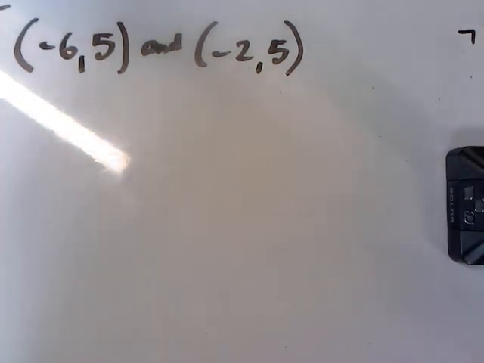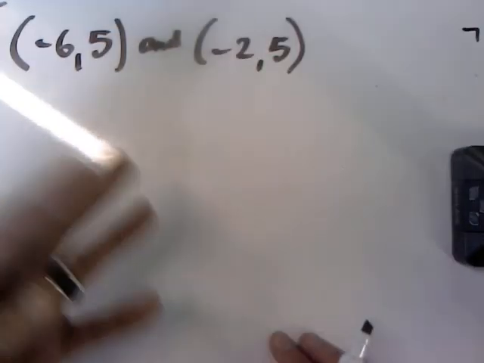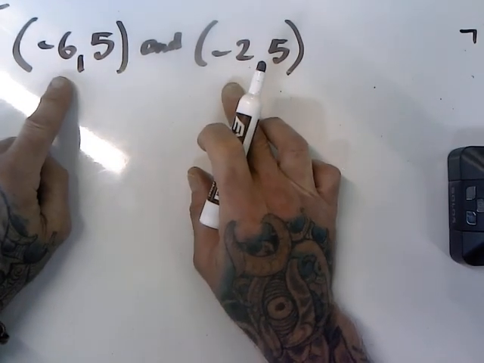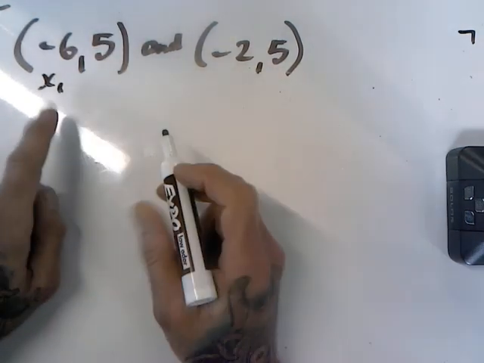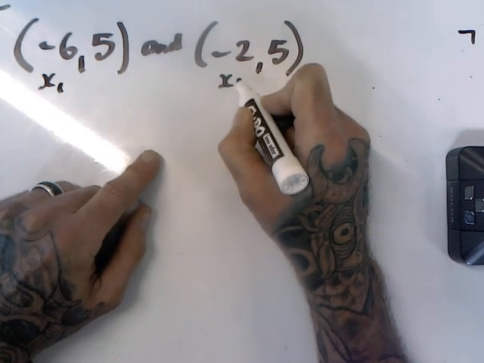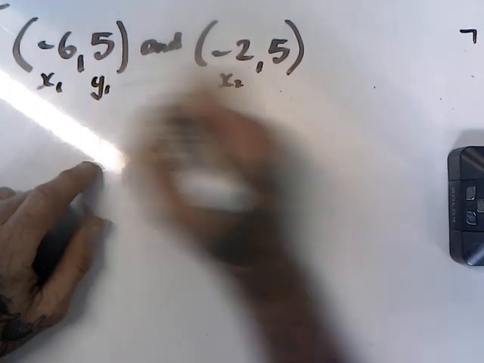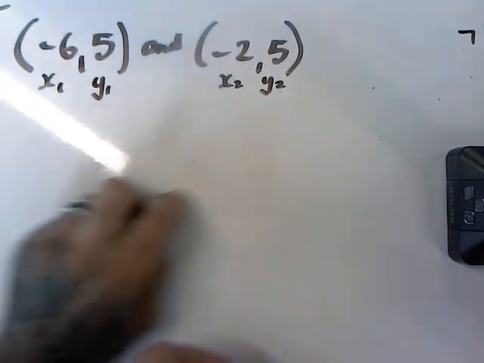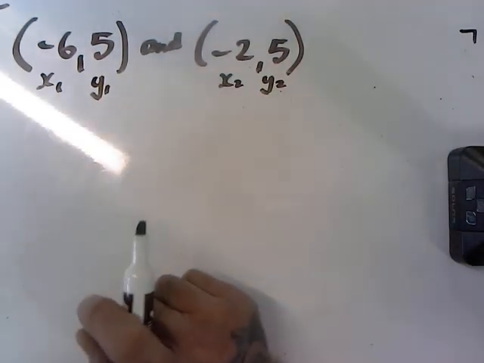I'm going to do an example that we can put to our classroom page. Negative 6, 5 and negative 2, 5 are both points. We want to find the middle between negative 6 and negative 2. The reason I chose those is that negative 6 is an x and negative 2 is an x. That's why x1, x2. This is y1 and y2. You'll notice point number 1 has x1, y1, and point number 2 has x2, y2.